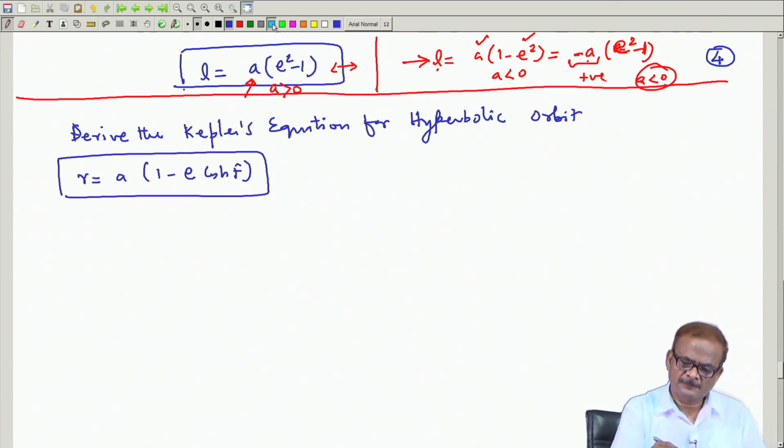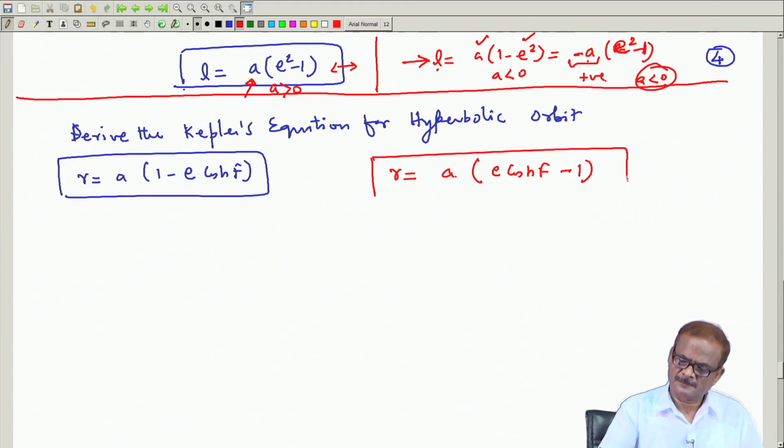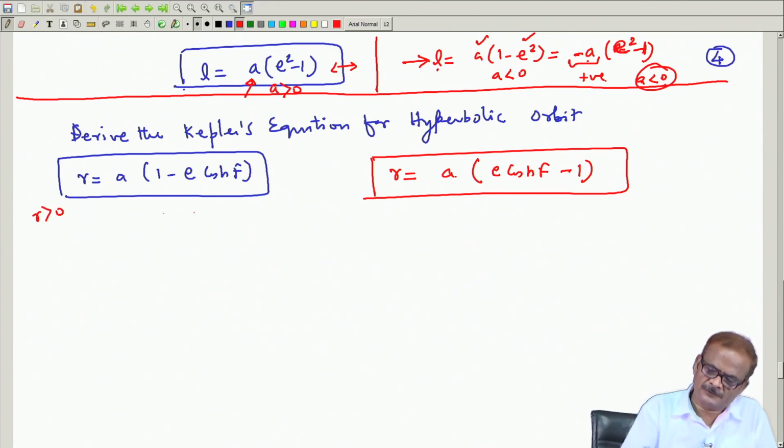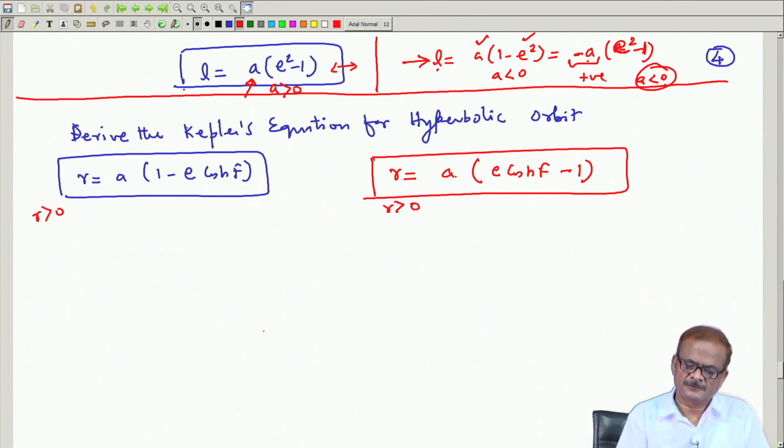Again, here I would like to point out, and I will write it in red, that I can also write this as a times e cos hyperbolic f minus 1. This is another way of writing. r is always greater than 0. Here in this case a is greater than 0, here in this case a is less than 0. This is the difference of representation, and both are valid.